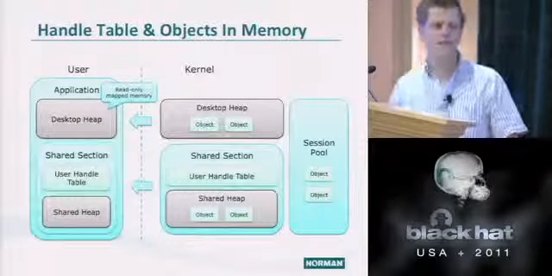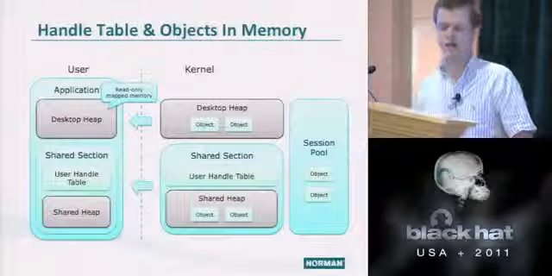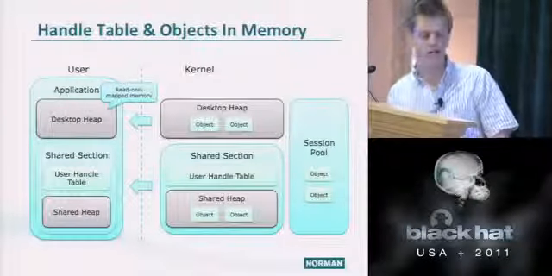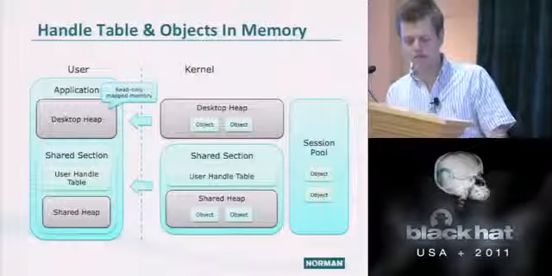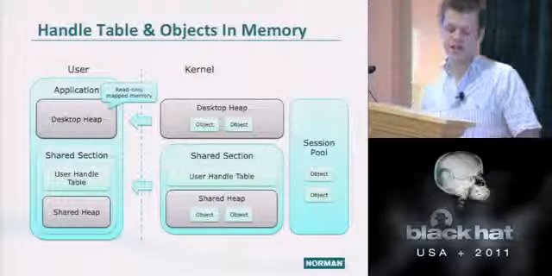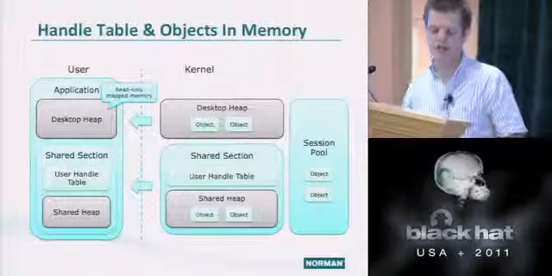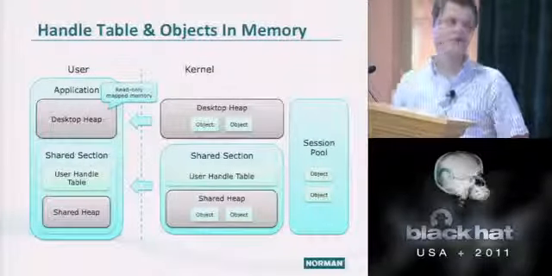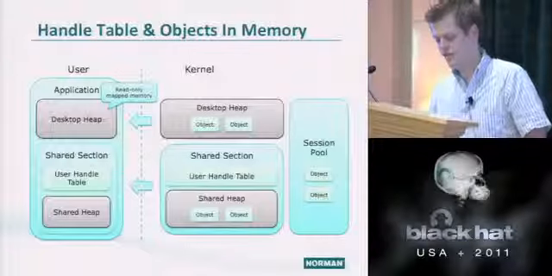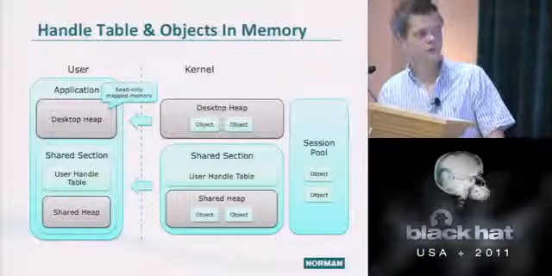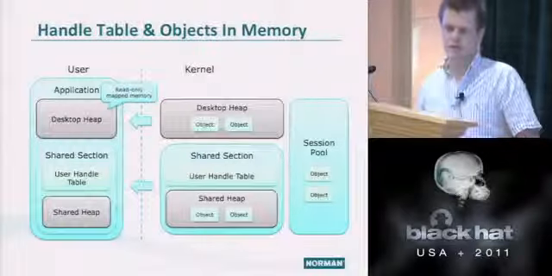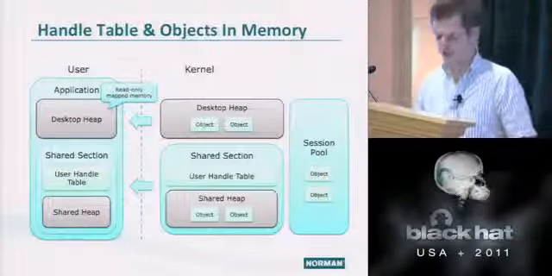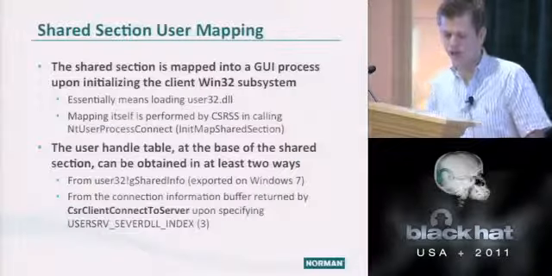So when you start a GUI application, you'll have these mappings set up. So it's quite easy to enumerate the pointers to kernel memory if you want to do exploitation or anything like that. You have the shared section that contains the user handle table and the shared heap. And each new desktop that a thread is associated with gets its own mapping into the process. All of this is because of performance, to avoid making system calls.